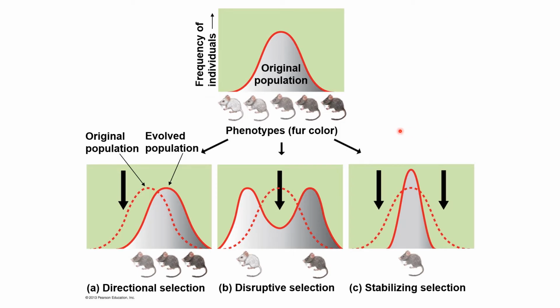So on this diagram, we can see all three modes of natural selection: directional, disruptive, stabilizing. And let's say we take a population of mice here, depending on where this population lives, we can see all these different types of selection.